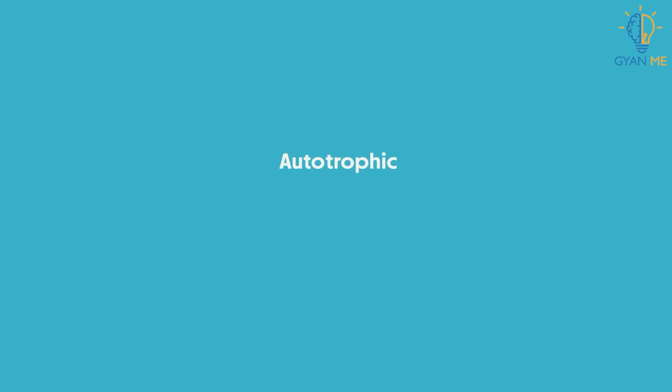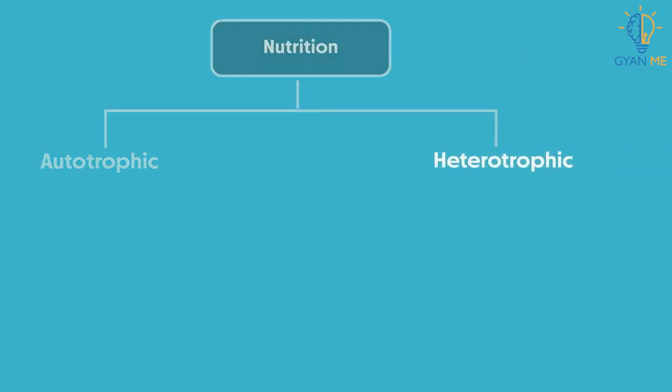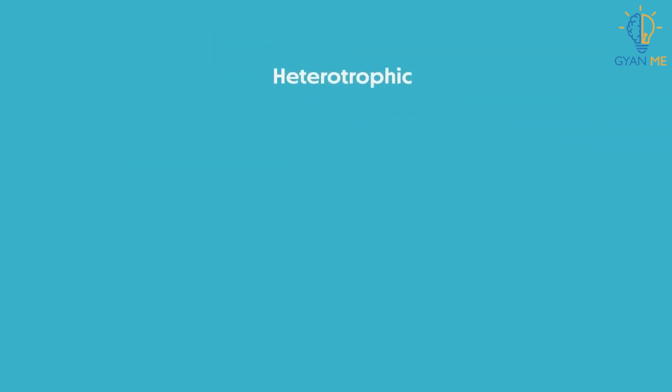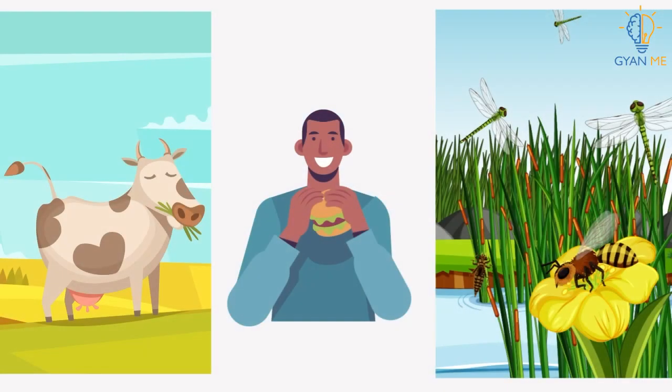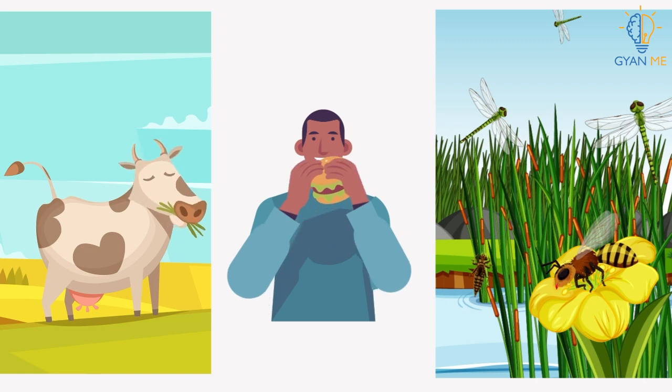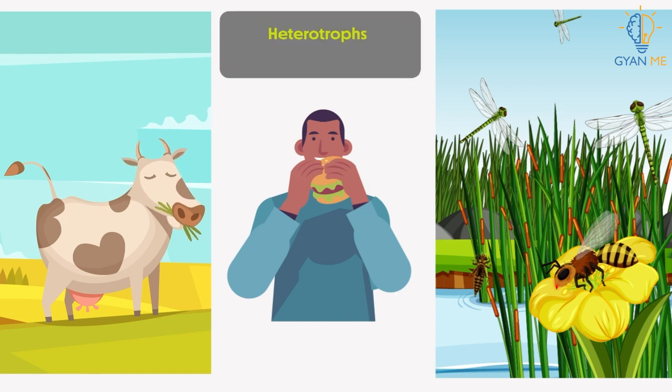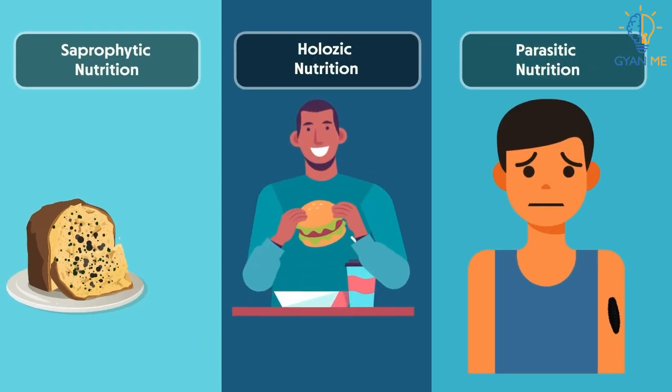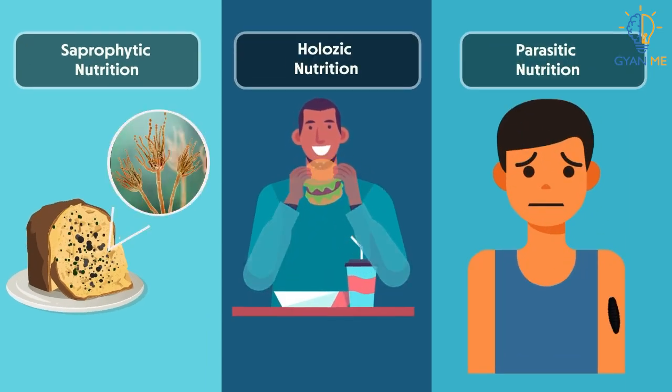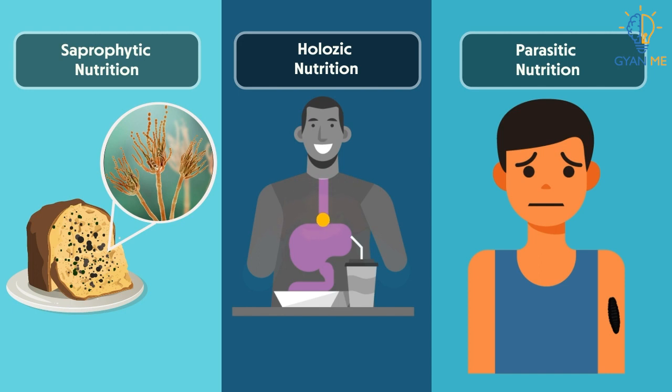Now, let us learn about the mode of nutrition, that is heterotrophic nutrition. Students, every organism is not capable of preparing food on its own. Such organisms depend on other sources or organisms for their food. These organisms are called heterotrophs, and this mode of nutrition is known as heterotrophic nutrition. We know that different heterotrophs are found in different environments, and accordingly they are adapted to it.